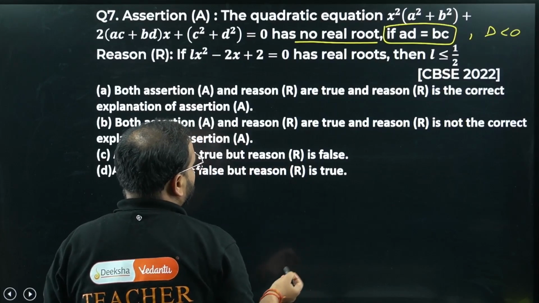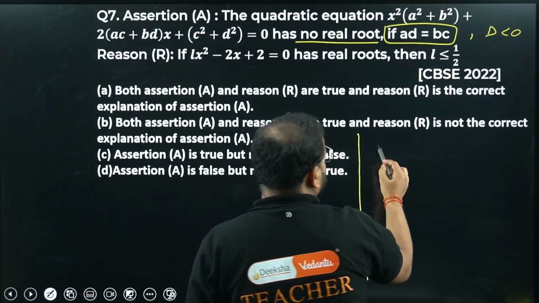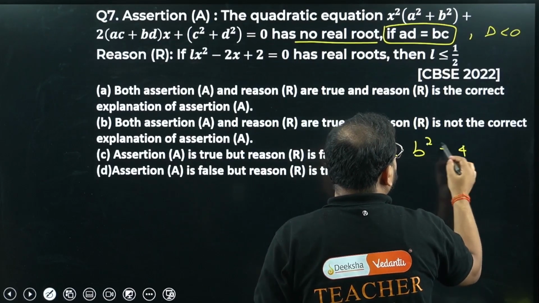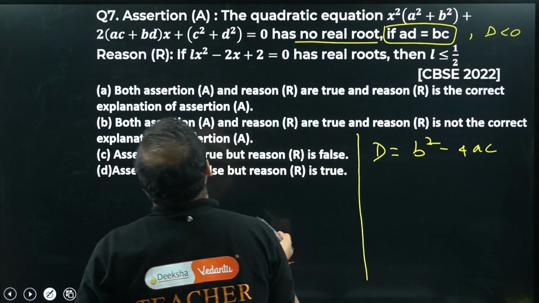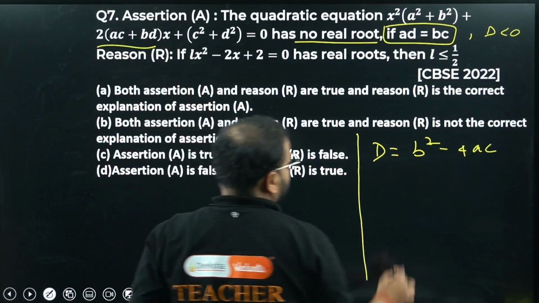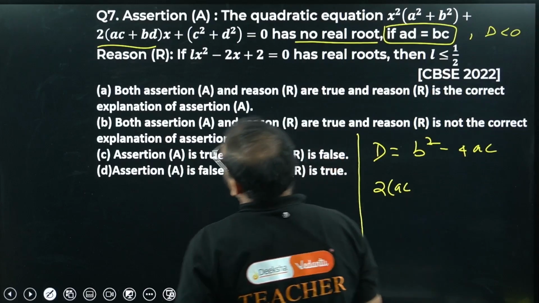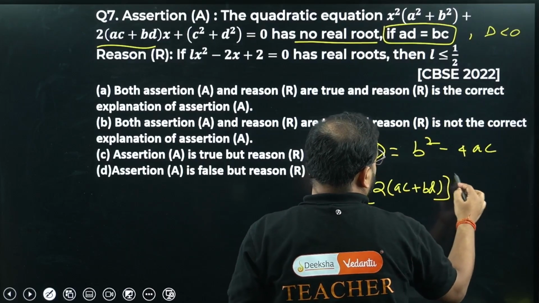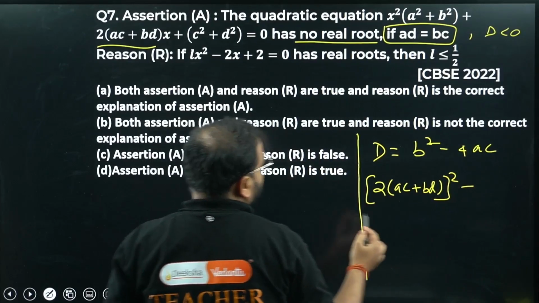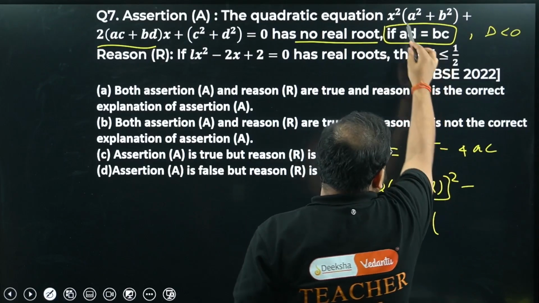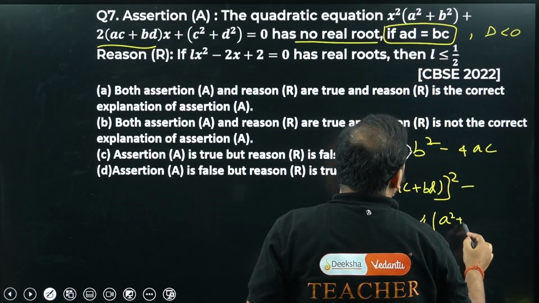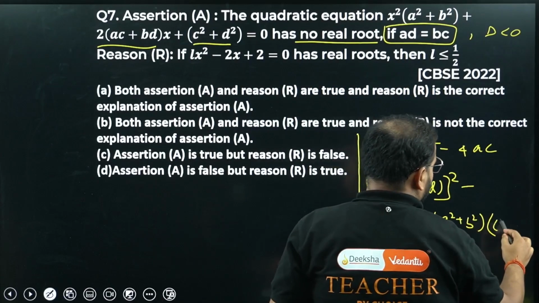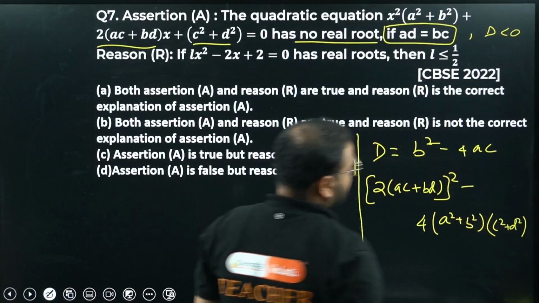So what's the D value here? Please check. D value is B square minus 4ac. What is my b value? Twice of (ac plus bd), the whole square, minus 4 times of a, this is a, coefficient of x square, times c, so this (c square plus d square). This is the discriminant value.